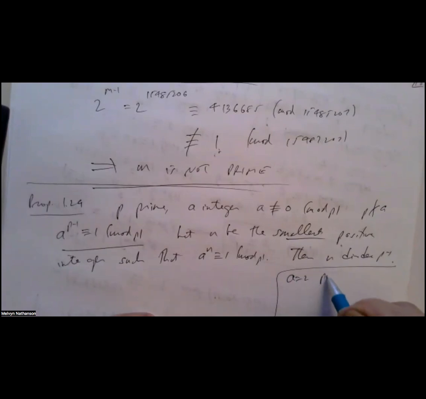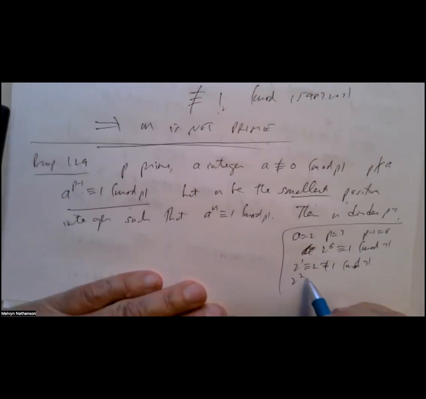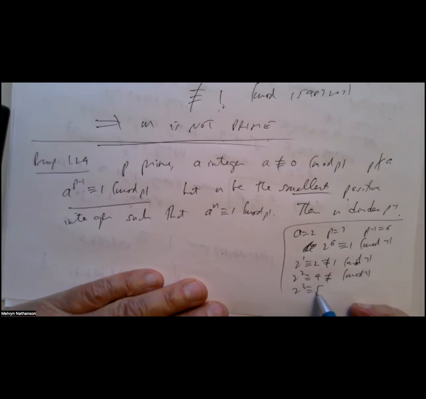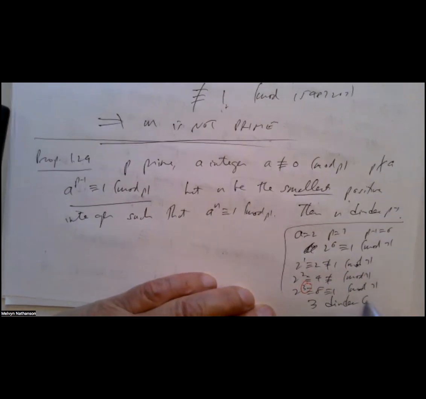When I take a equal 2 and p equals 7, and p minus 1 therefore is 6, we know that 2 to the 6 is congruent to 1 mod 7. 2 to the first power is 2. It's not 1 mod 7. 2 squared is 4, which is also not 1 mod 7. 2 cubed is 8, which is 1 mod 7. So the smallest power of 2 that's congruent to 1 mod 7 is 3. And 3 divides 6. The smallest power of 2 that is congruent to 1 mod 7 divides 7 minus 1.